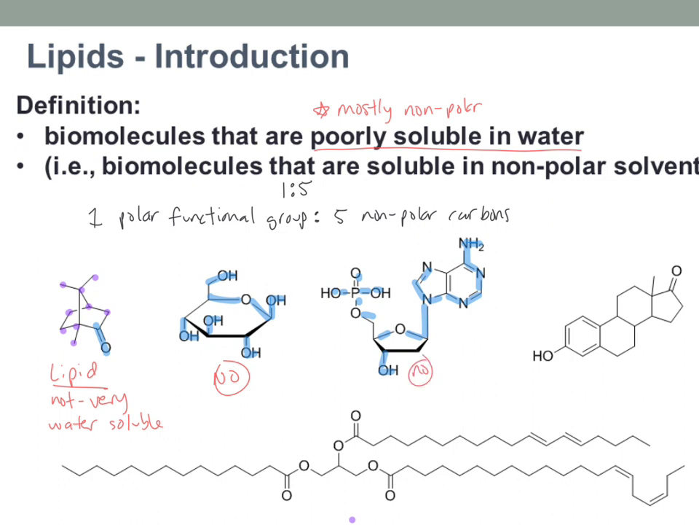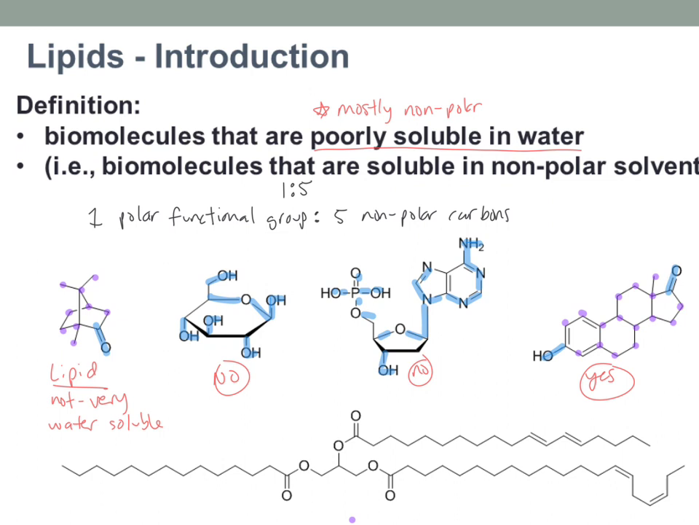However, if you move to the right, I've got a polar bond over here with the OH. I've got a polar functional group over there. And I've got way more than 10 nonpolar carbons. I have 1, 2, 3, 4, 5, 6, 7, 8, 9, 10, 11, 12, 13, 14, 15, 16 nonpolar carbons. So yes, we would consider that thing a lipid.